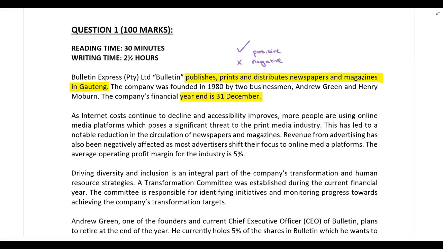All right, so first we have a negative factor over here. We are dealing with a Pty Limited, or in other words, a private unlisted company. And this is going to be a negative factor because it is always more difficult for a private unlisted company to raise finance than it is for a listed company to raise finance.